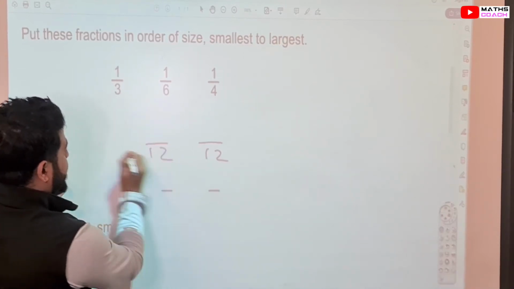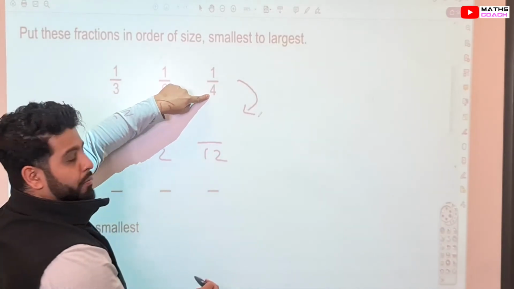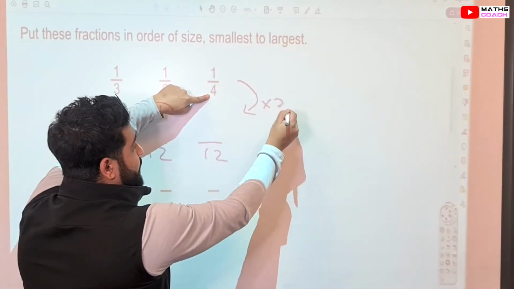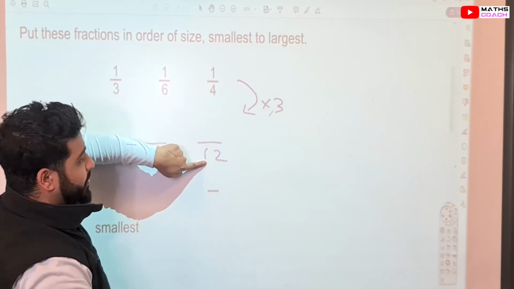So let's write it in here now. Right. How does 4 become 12? What do you need to multiply the 4 by to give you 12? 4 times 3. So this entire fraction we are going to multiply by 3. So 4 times 3 is 12, which is already there.